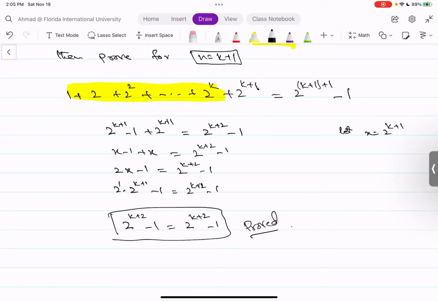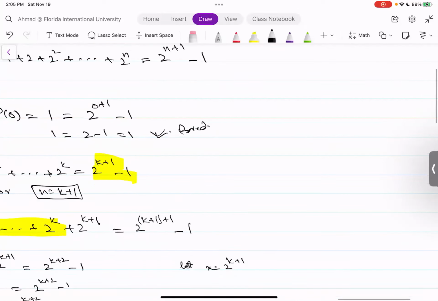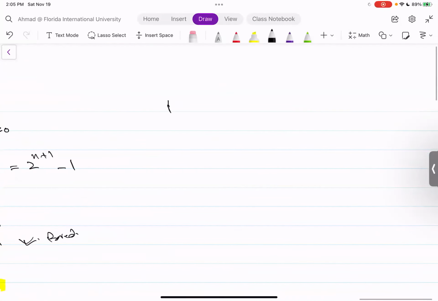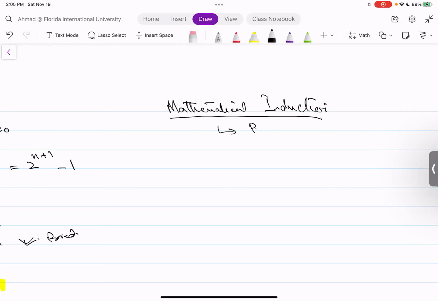So let's summarize this one. What we have done, we discussed mathematical induction, right? What do we do in mathematical induction, why do we use this? We use this to prove different proofs, different claims. We need to use it to prove the claims, right? Whatever we are going to claim. So how to do that?